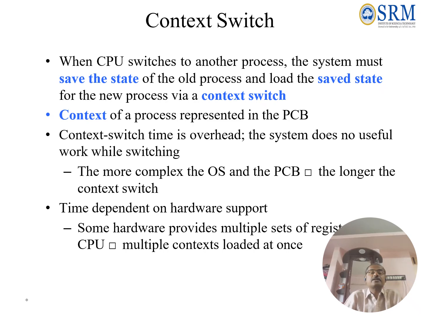Finally, you need to know about context switch. When the CPU switches to another process, the system must save the state of the old process and load the saved state for the new process via a context switch. So whenever the CPU wants to switch to another process, the state of the old process has to be saved. The context switch saves the state of the old process and loads the saved state of the new process. That is the work of a context switch.